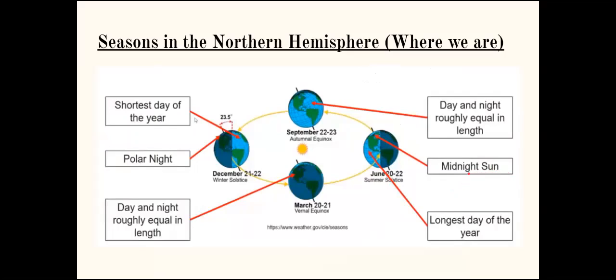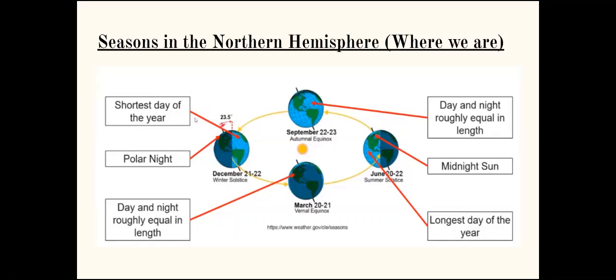So just to briefly go over the seasons in the northern hemisphere. So again, where we are, these are a couple of different dates that you want to memorize. The most important ones being the solstices, the winter and the summer solstice. The winter solstice is on December 21st, 22nd, somewhere around there, and you have it being the shortest day of the year. So for us, we get the least amount of sunlight, generally less than 12 hours.